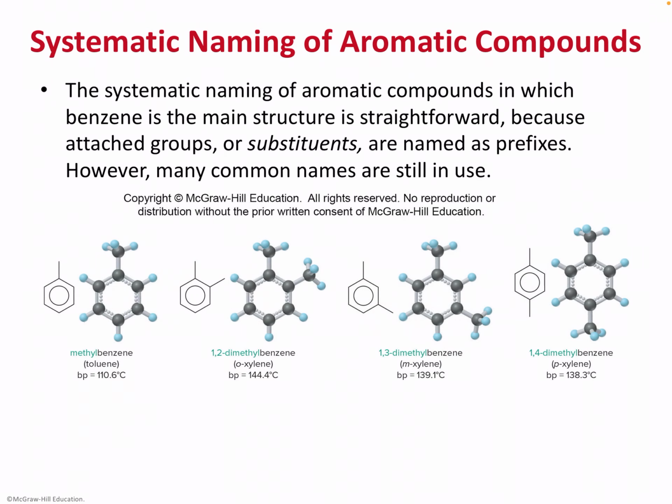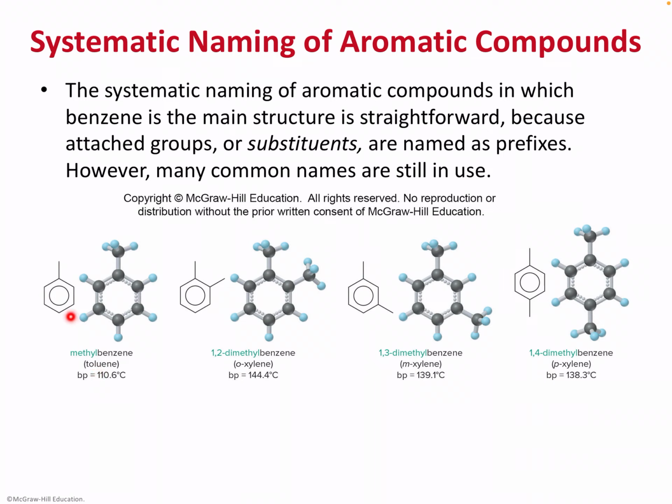Okay. Now, how do we name these aromatic compounds? The benzene ring containing compounds are called aromatic compounds. The systematic naming of aromatic compounds, in which benzene is the main structure, is straightforward because attached groups or substituents are named as prefixes. However, many common names are also still in use.